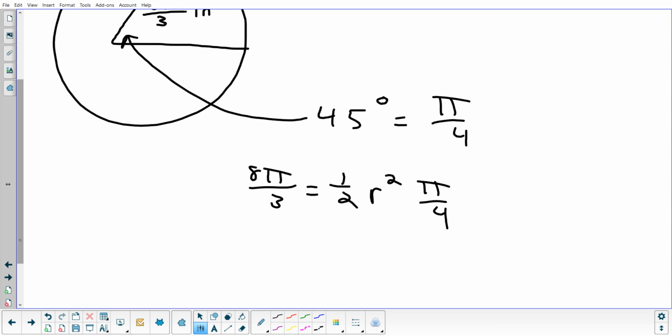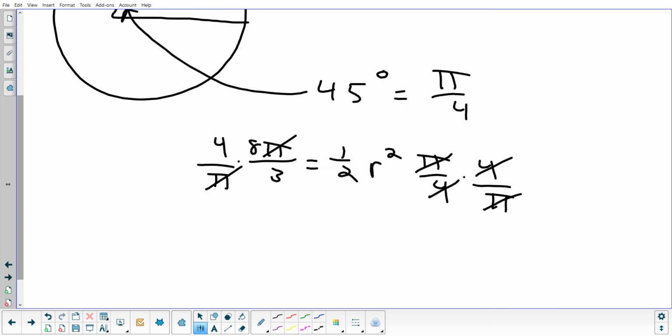Let's start with the pi over 4. That's like something we did before. Anyone know what we could multiply both sides by to get rid of the pi over 4? Yep. 4 over pi. Now, you could do everything in one step, but I'm going to do one step at a time. Lots of things are going to cancel when you do that. 4 in the top, 4 in the bottom. Pi in the top, pi in the bottom. And what else cancels? Yep. Both pi's in the other one. So we canceled out quite a bit there.